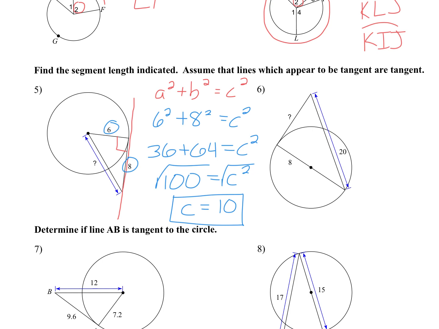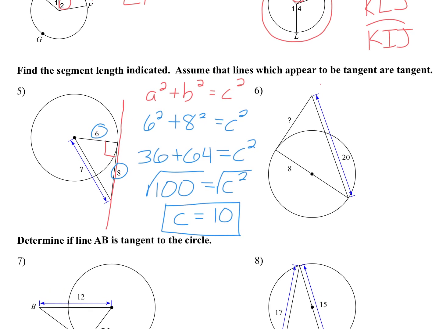Okay? All right, on number 6, which line is your tangent line? It is the question mark. Okay, I'm going to tell you right now, you won't have one like this on your test. It will give you this full side length. So right here, it gives you the right angle. What go together?